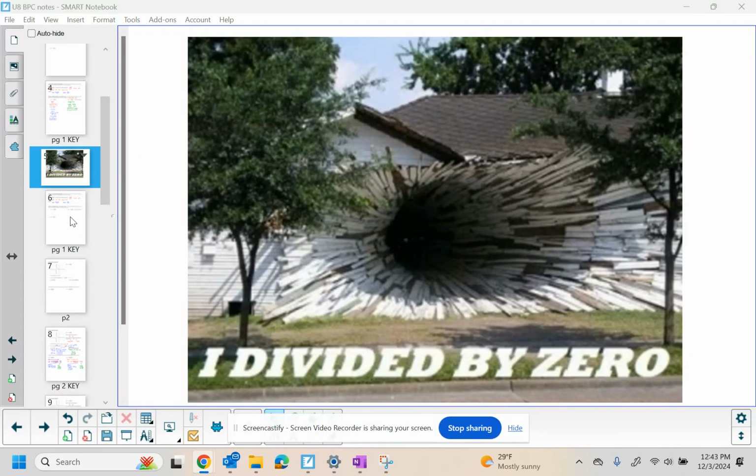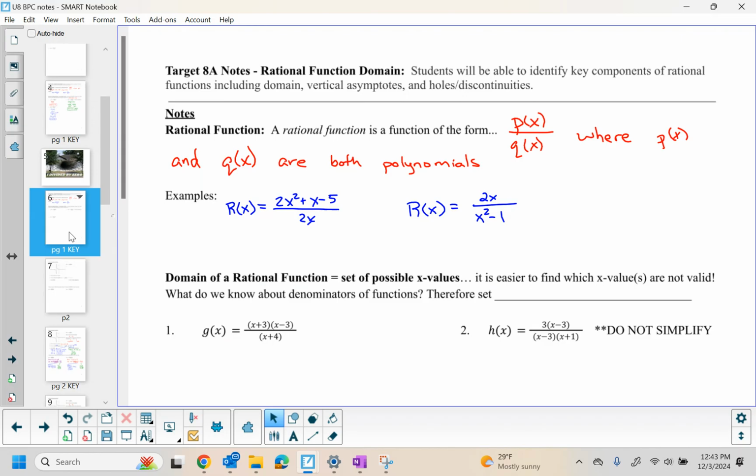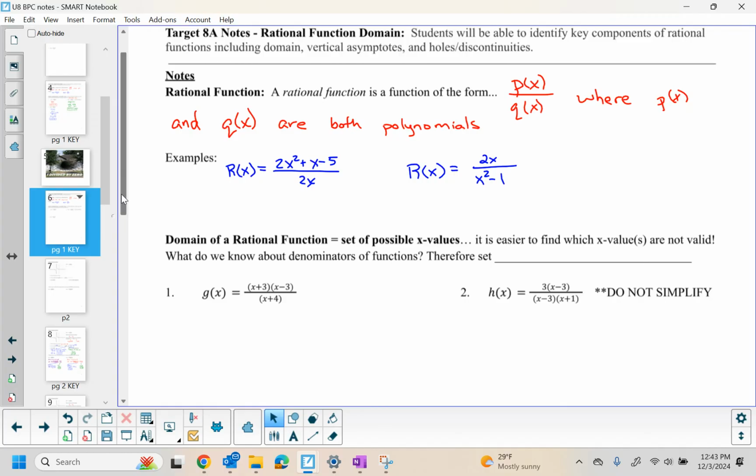Okay, so for the 8A notes, the big idea is not to divide by zero. When we have a rational function, you're going to have division, and so you have a possibility where you might end up dividing by zero. So that's why we need to look at the domain. We are not allowed to divide by zero, and that means that the denominator cannot equal zero. So we're going to set the denominator not equal to zero when we are looking at the domain of a rational function.